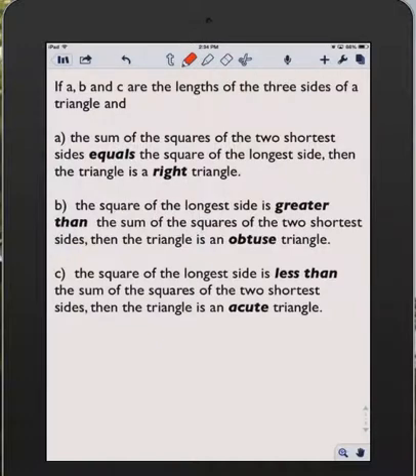But we're adding to that and saying if the square of the longer side is greater than the sum of the squares of the two shorter sides, then the triangle is an obtuse triangle. And thirdly, if the square of the long side is less than the sum of the squares of the two shorter sides, then the triangle is an acute triangle.